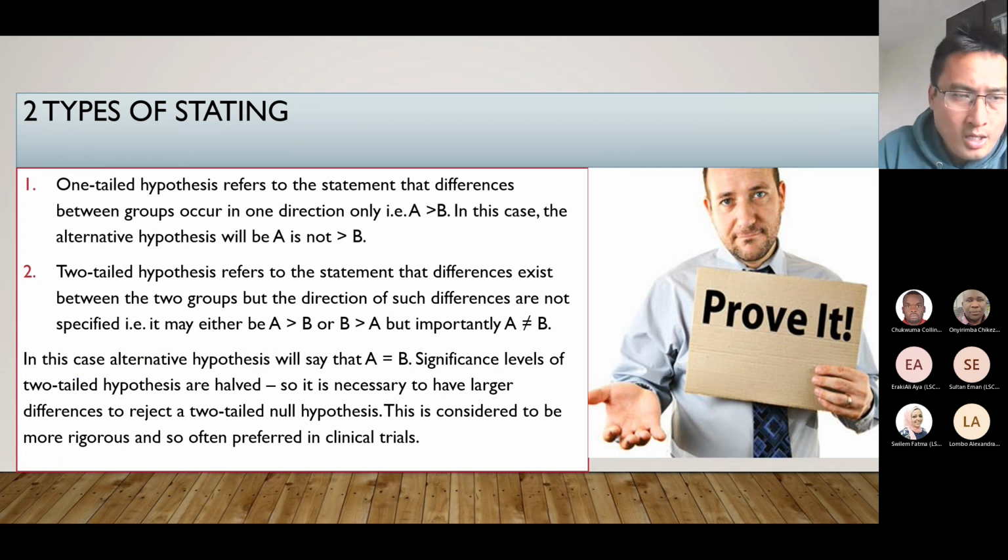So it can be done in a number of ways. One tail is just one direction. For example, if you want to prove that A is bigger than B, in this case, the null hypothesis is B is greater than A. So a one-tail hypothesis is just one direction. In a two-tail hypothesis, on top of this direction, they also try to prove there's no difference. So they also try to create one more angle. This is a two-way, two-tail hypothesis in simple terms. Okay, so let us go.